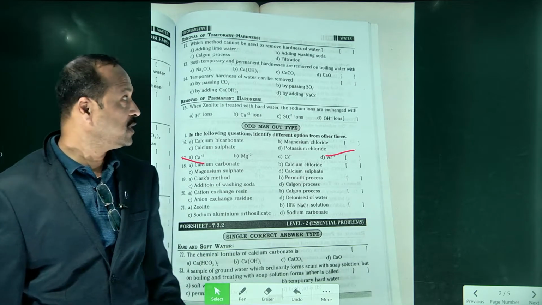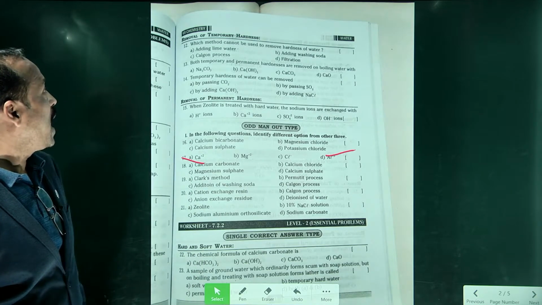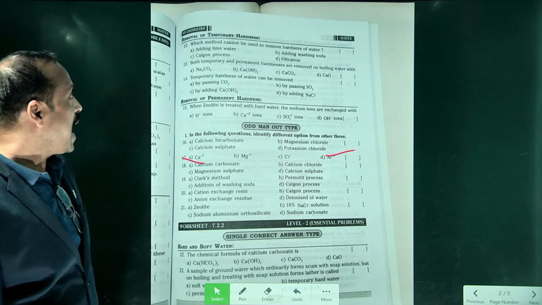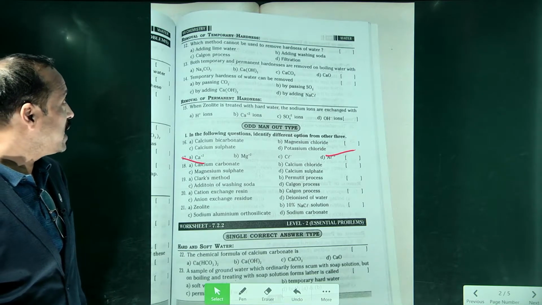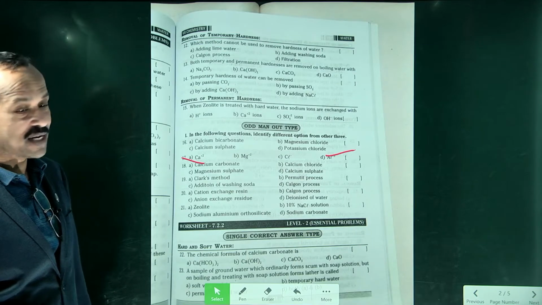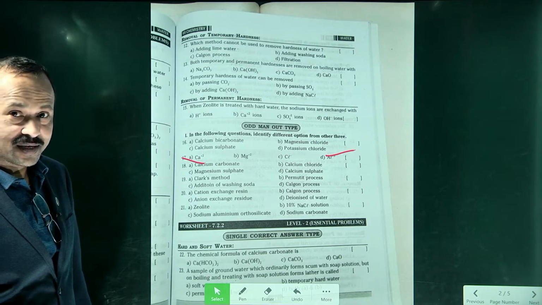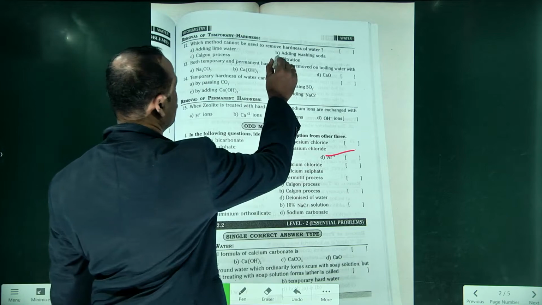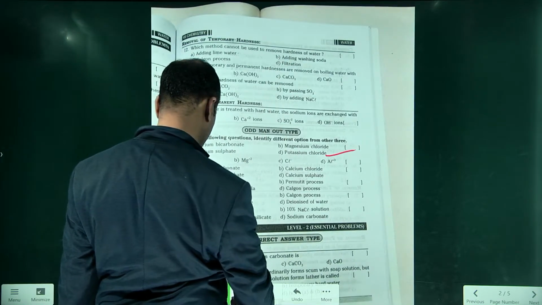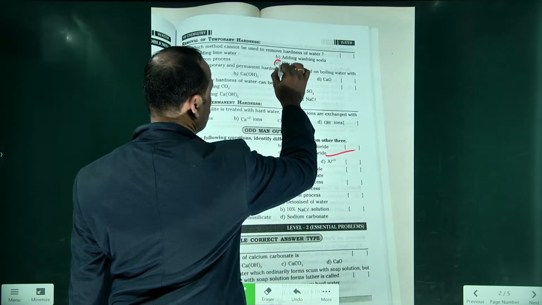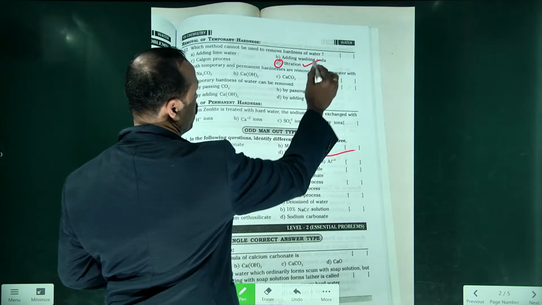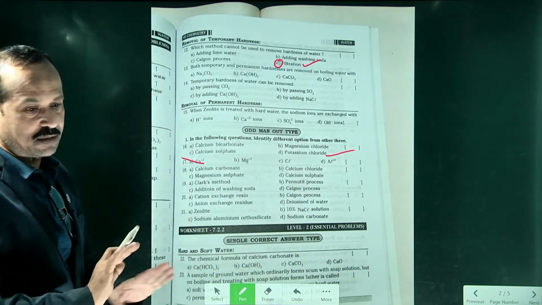Yes, Chaitanya, are you there? Yes, sir. Adding lime water, adding washing soda, adding Calgon process, and filtration. Sir, filtration. Very good boy, filtration, because the salts are dissolved, so we cannot see them. So just by filtering we cannot separate them, right?